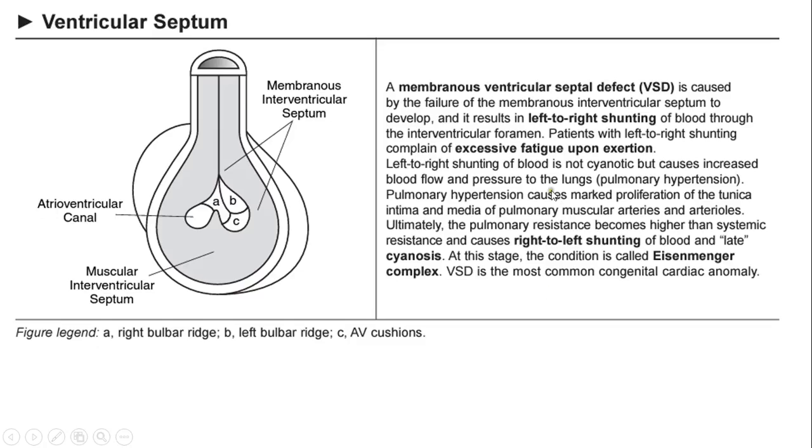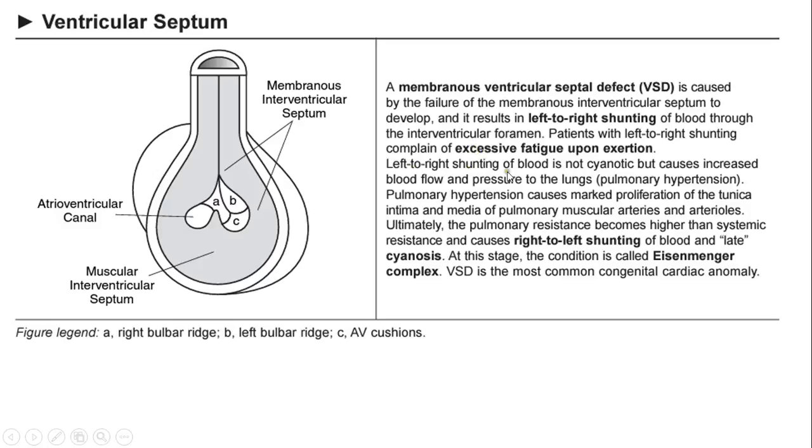A membranous ventricular septal defect is caused by the failure of the membranous interventricular septum to develop, and it results in left to right shunting of blood through the interventricular foramen. Patients with left to right shunting complain of excessive fatigue upon exertion. Totally makes sense. Imagine if your deoxygenated blood was shifting from your right ventricle into your left ventricle, now getting pumped into your body. Your body's not going to have enough oxygenated blood because it's mixed with the blue blood.